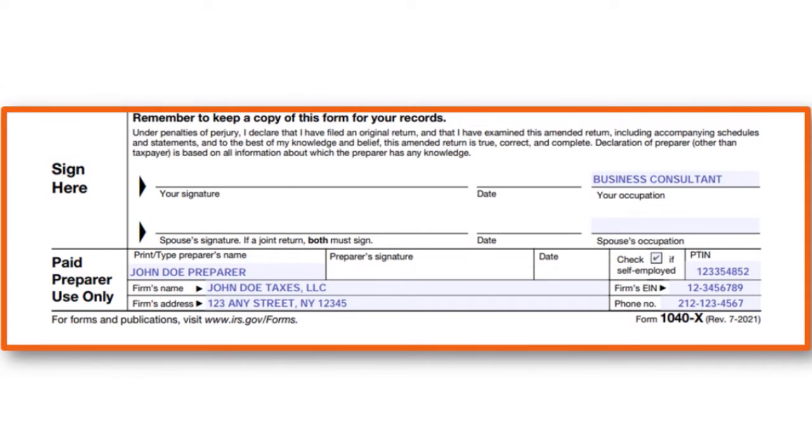And so the next section here, you have to sign the Form 1040X. Okay, always sign a 1040X. You have to put your occupation, the date, and if this is a joint return, you have to put also your spouse's occupation.